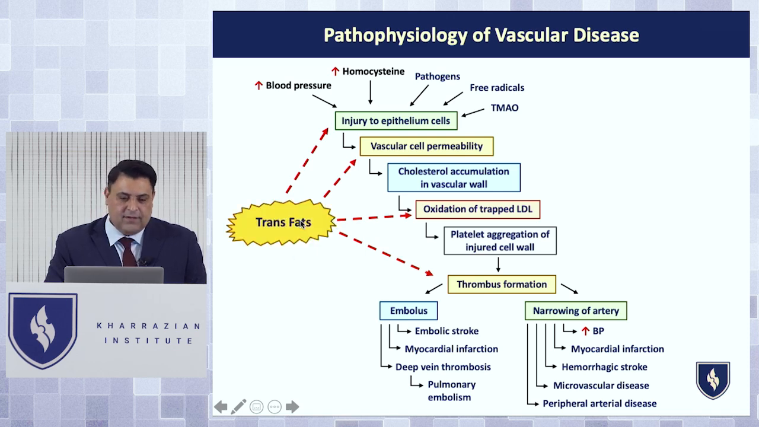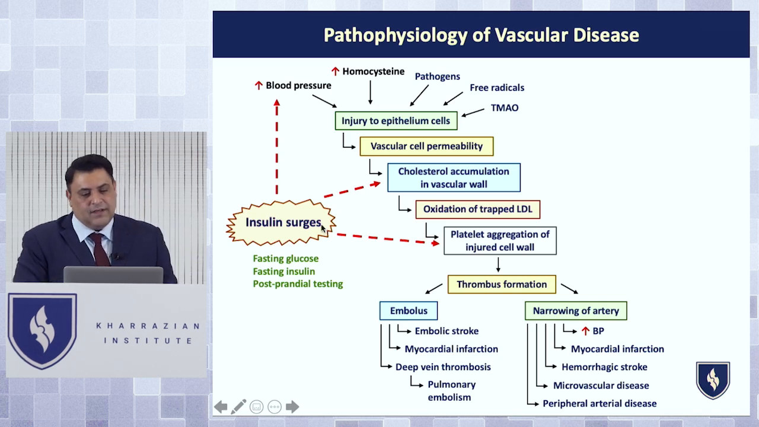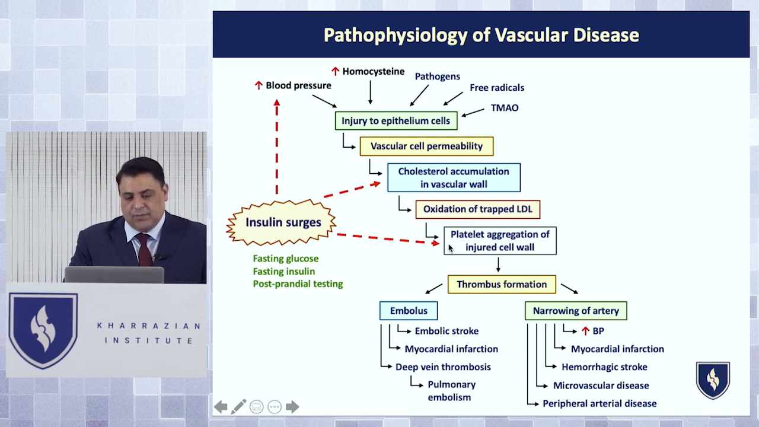Trans fats from processed fats, they can injure the epithelial cells. They cause permeability. They cause oxidation. They can cause thrombosis. Insulin surges from not controlling blood sugar levels, they increase blood pressure. They can cause cholesterol accumulation in the cell wall by oxidizing LDL. They can cause platelet hyperactivity.